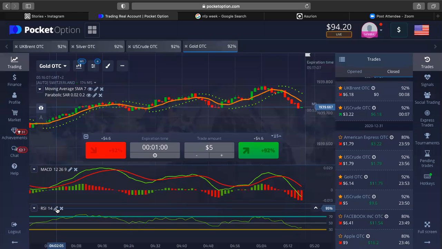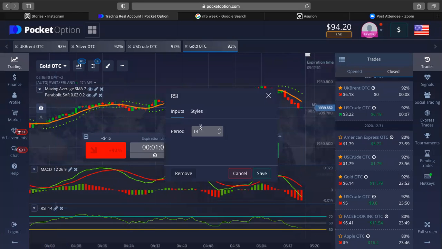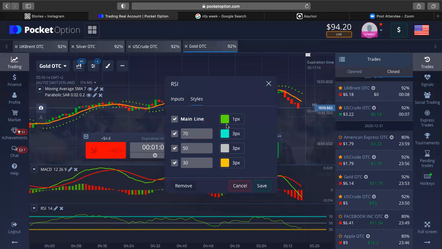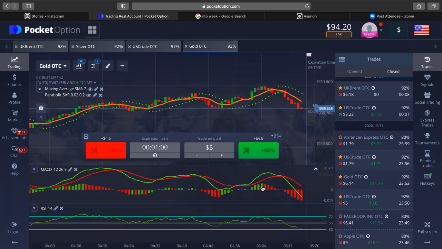You're going to click on your RSI next. You're going to add your RSI. You're going to leave the period 14. For style, the main line, you want to leave 1px. That's the main line, the RSI right here. But as far as the 70, 50, and the 30 line, you want to enlarge it to 3px so that you're able to see when price hits that zone or that area or that region. Then you're going to click save.